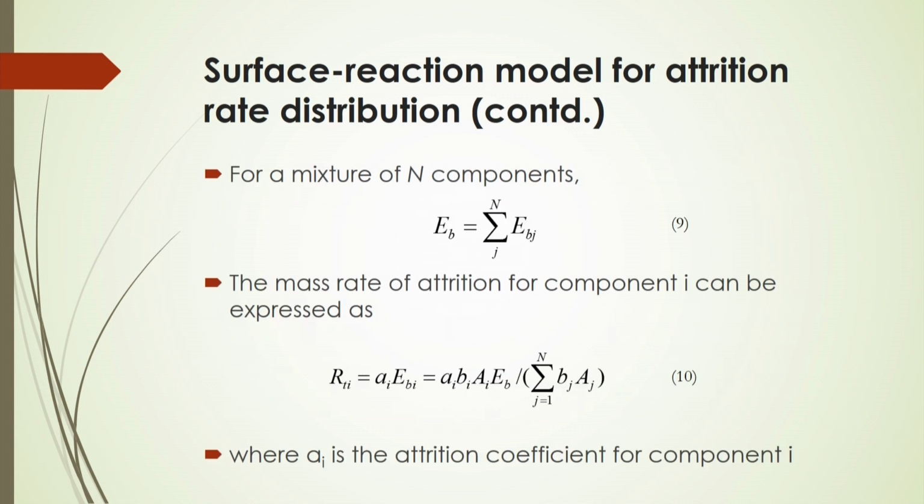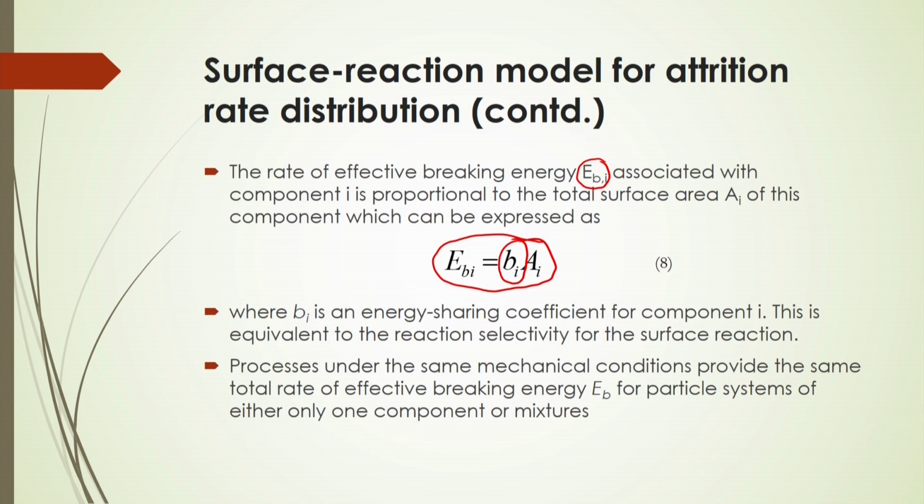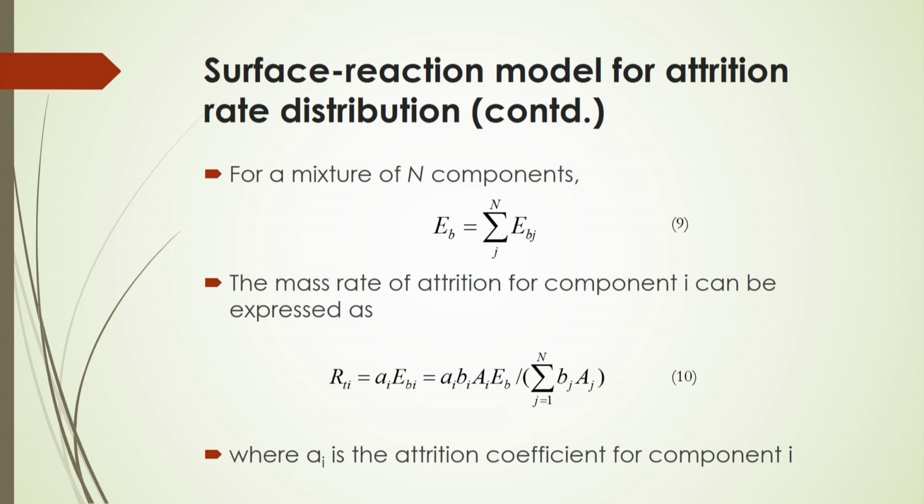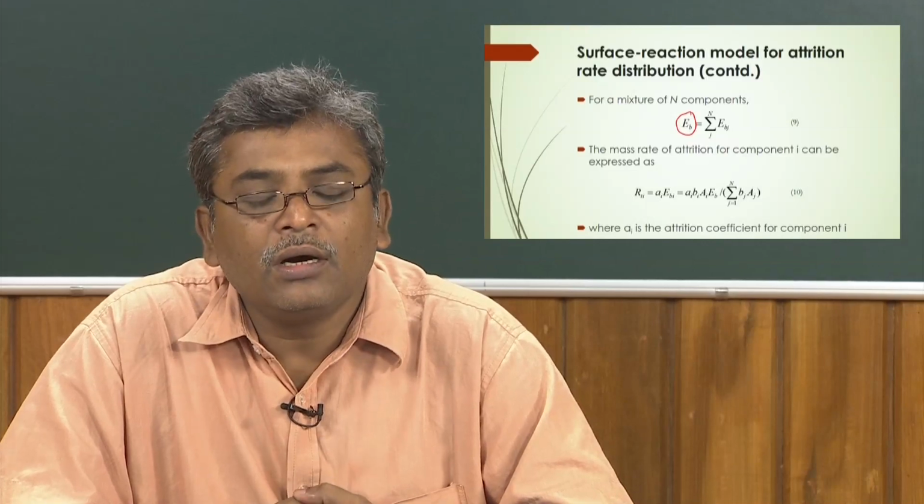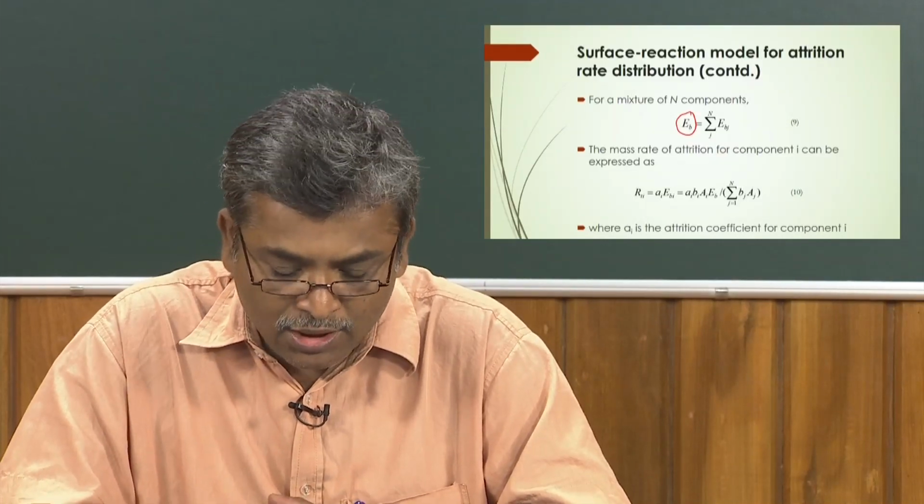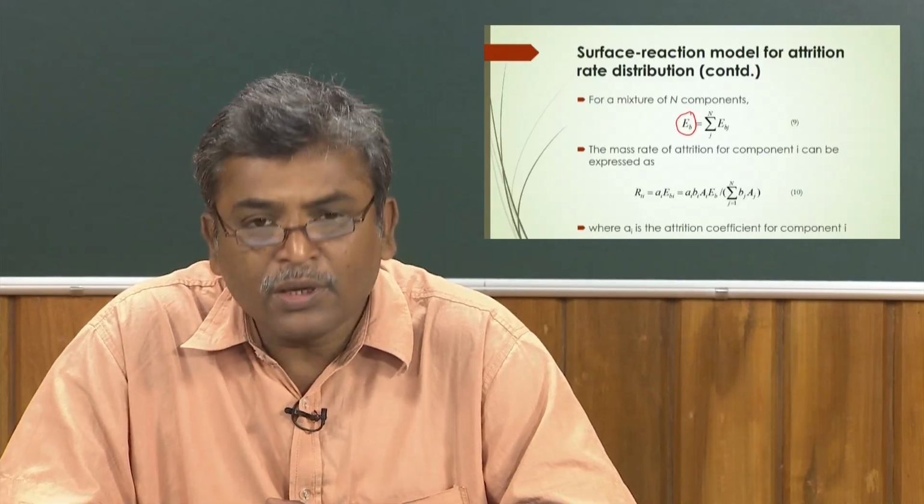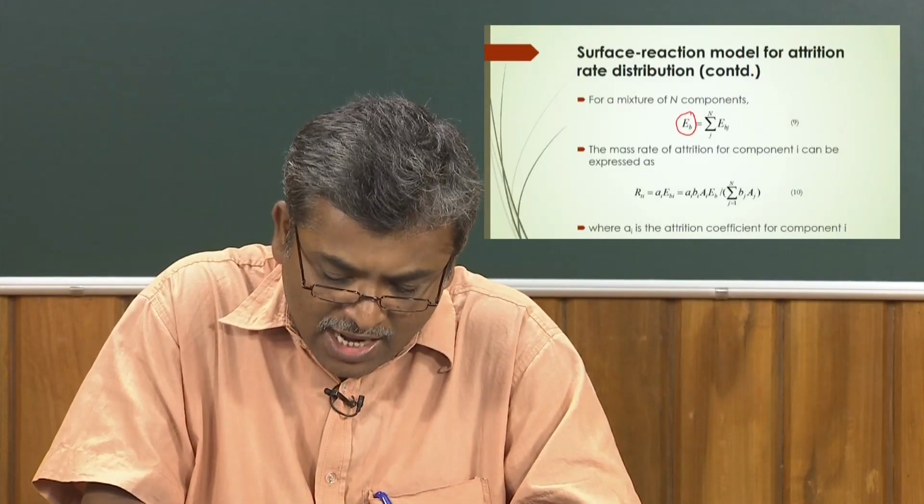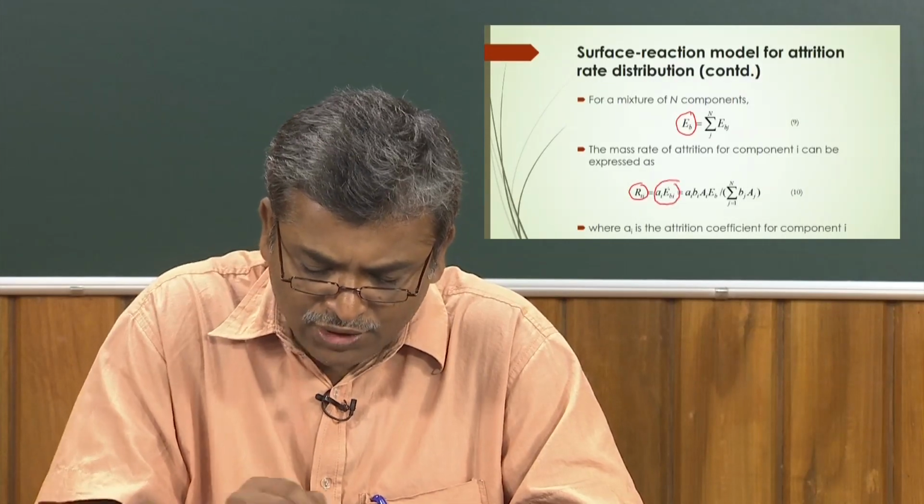Also, for a mixture of n components, what should be the effective breaking energy associated with the component I and for that mixture. Now, for a mixture of n components, the breaking energy E B should be equal to the sum of the energies associated with the individual components of that material, and the mass rate of attrition for component I can be expressed as R T I, that will be equal to A I into E B I.